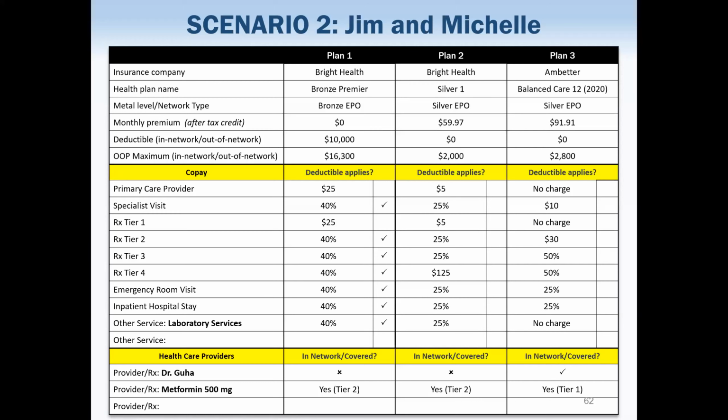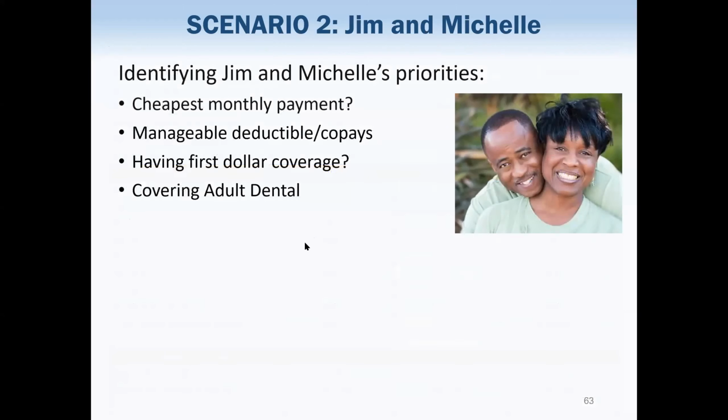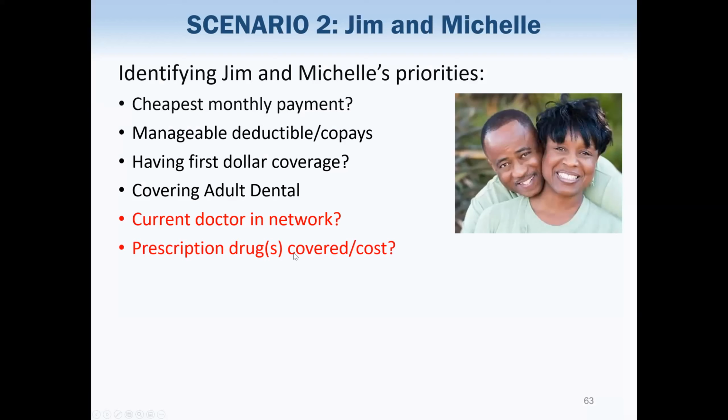So once again, we can talk to them about what their priorities are. We have the same priorities as before. We might include whether or not they include things like adult dental, whether their current doctor's in network or not, if their prescription drug is covered, and then what's the best plan that meets their overall health condition. So he mentioned labs. Some people might want chronic disease management or other services as well.